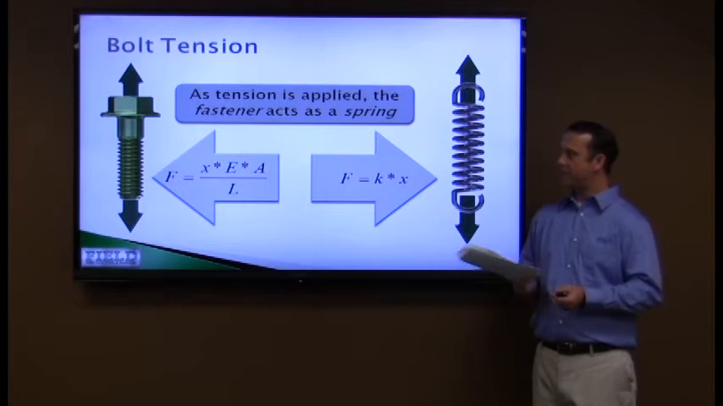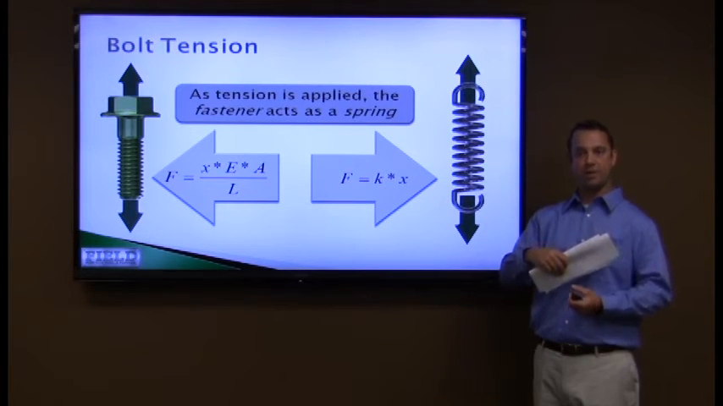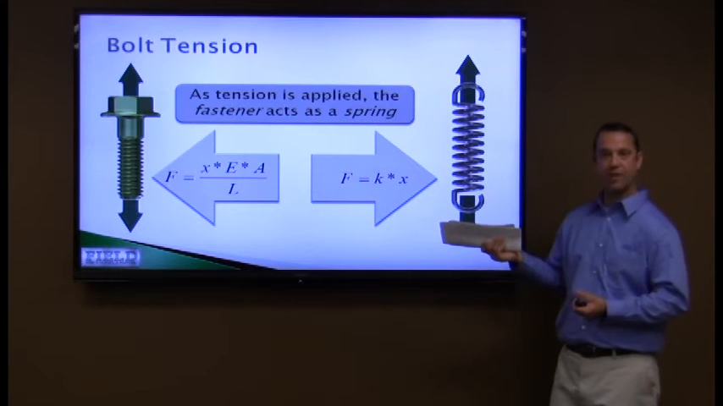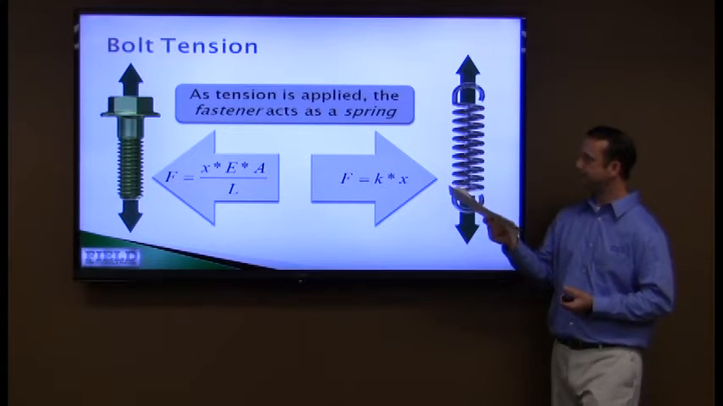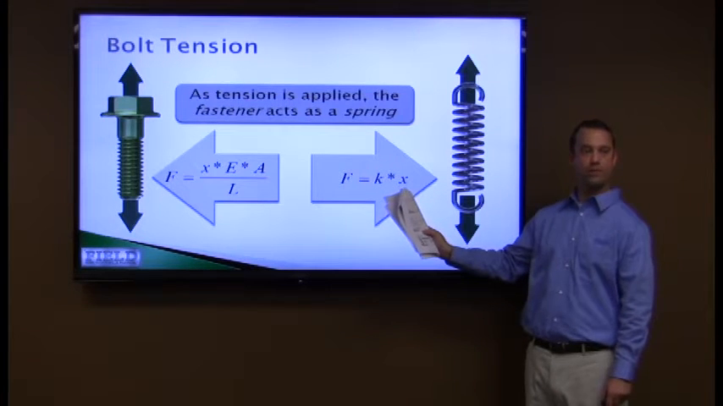Now, people often say that a bolt acts like a spring. You're going to stretch the bolt, and you're going to keep the clamp load in your joint. And it's going to act the same way a spring would act. And it's very true. So we can see here on the right side, here's a spring. This is Hooke's law over here.